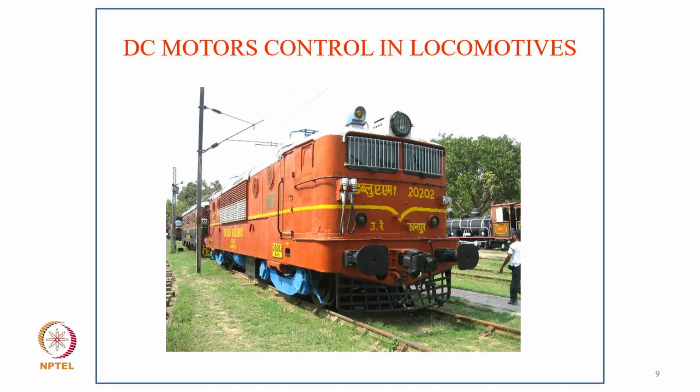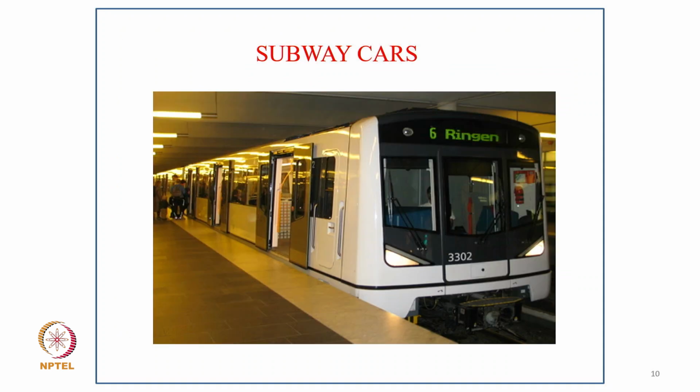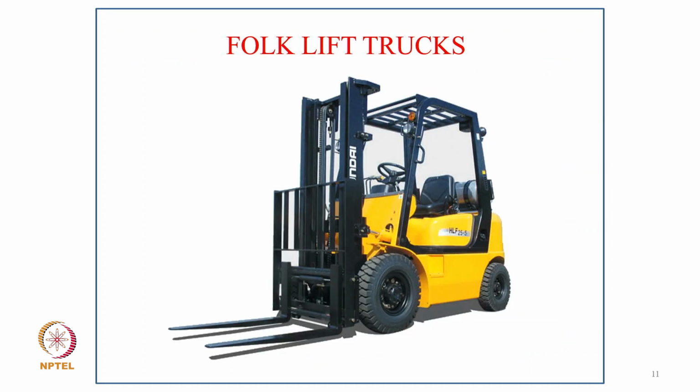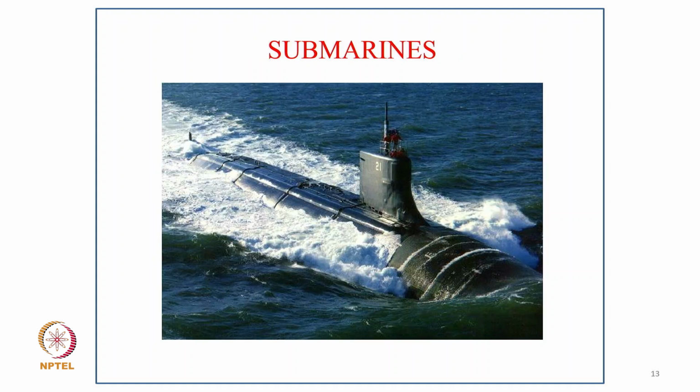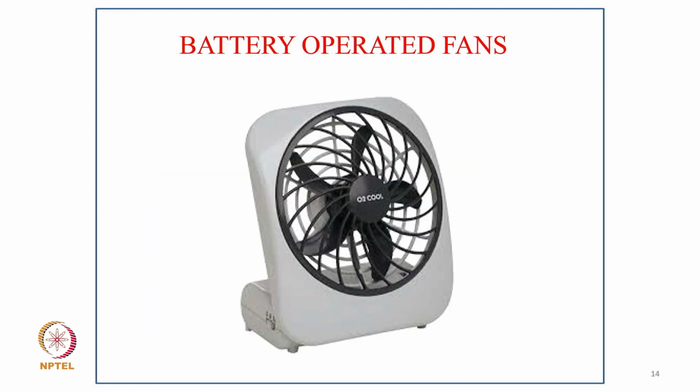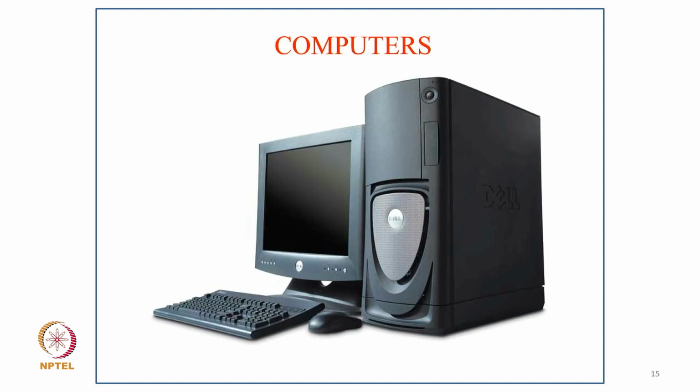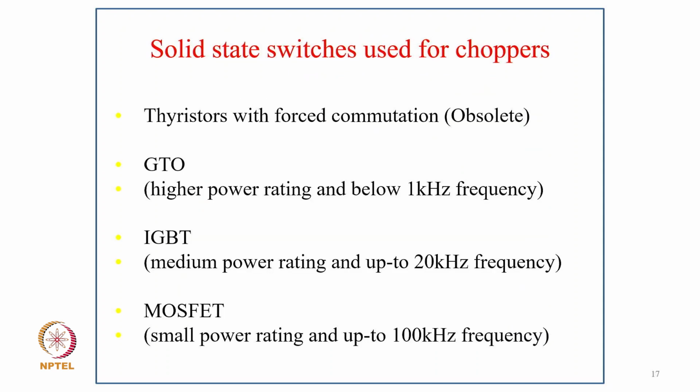Typical examples are DC motor control in locomotives, then subway cars, forklift trucks where we use the choppers, then electric boards, then submarines, then battery-operated fans, of course the computers, then battery-operated toys. Coming now to the solid state switch used in choppers.